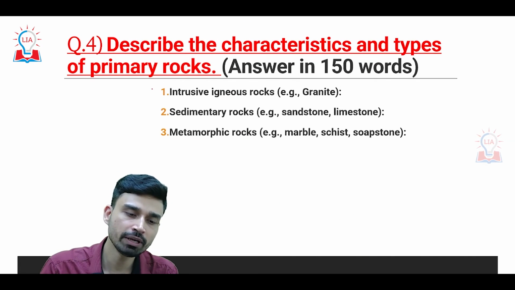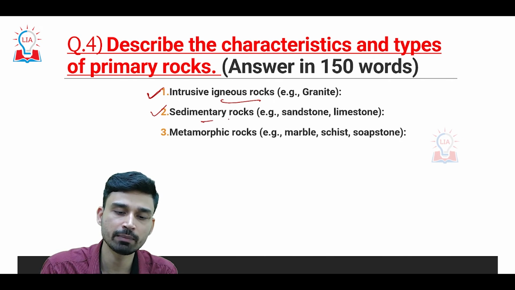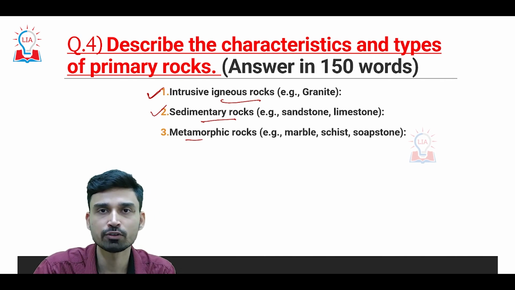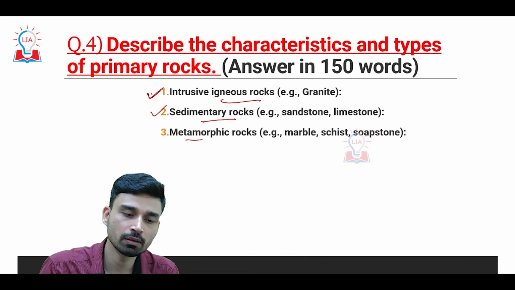Apart from that, in conclusion, we can write about the rocks. Basically, we have three types of rock: intrusive igneous rocks, sedimentary rocks, and the metamorphic rocks. And that should be the end of this particular answer. Since this is only a 10-mark question, you do not have to write a lot. You have to make sure that you write the valid points.